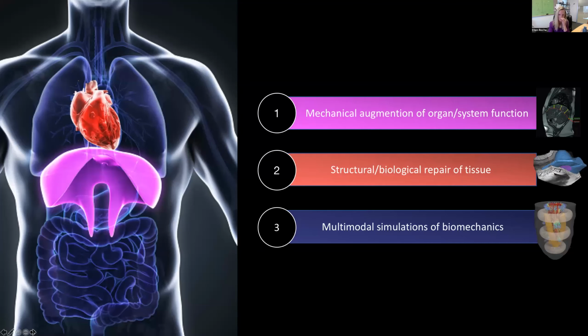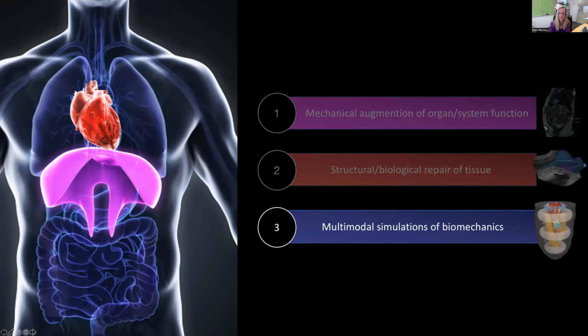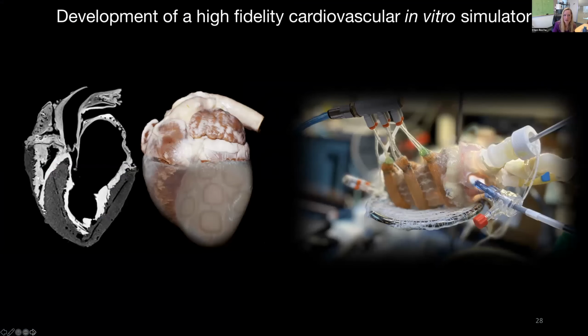Okay, so I'm going to jump into research strand 3, which is multimodal simulations of biomechanics. I'm going to start with the development of a high fidelity cardiovascular in vitro simulator. This is quite different to the last research strand where we're delivering therapy. Here we're really trying to make better benchtop models.